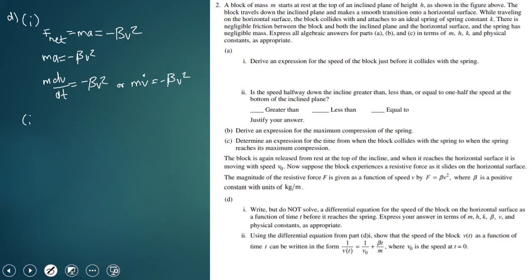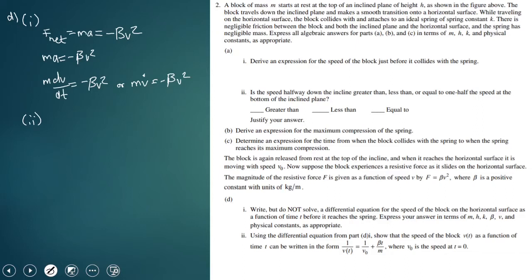We were told not to solve it for that part, but now it says using the differential equation from part D1, show that the speed of the block v as a function of time can be written in the form 1 over v of t is equal to 1 over v naught plus beta times time over mass. And v naught is the speed at time t equals 0, so it's the initial speed once it reaches the horizontal surface. Okay, so in this case, we're essentially asked to solve.